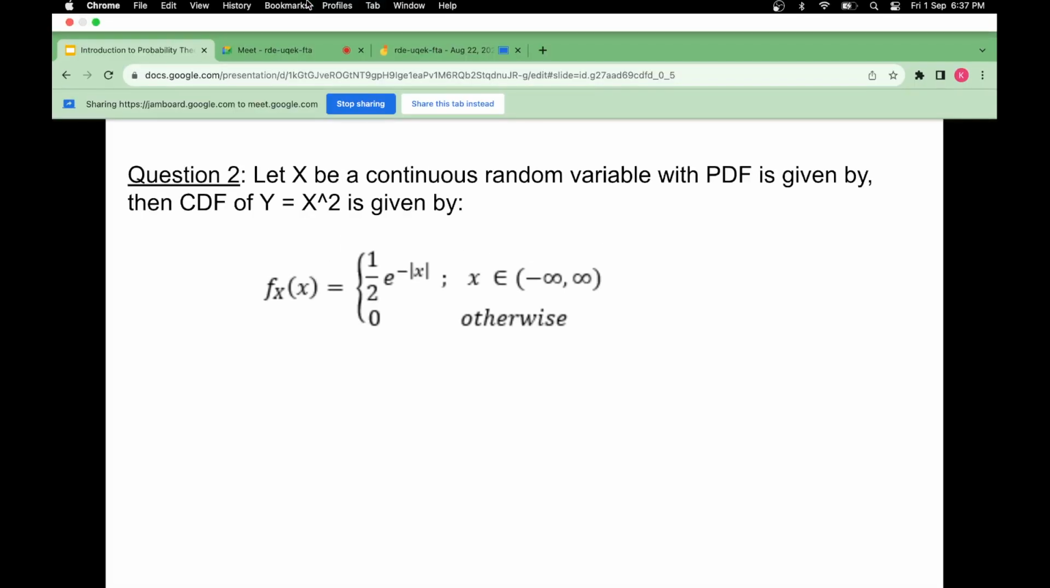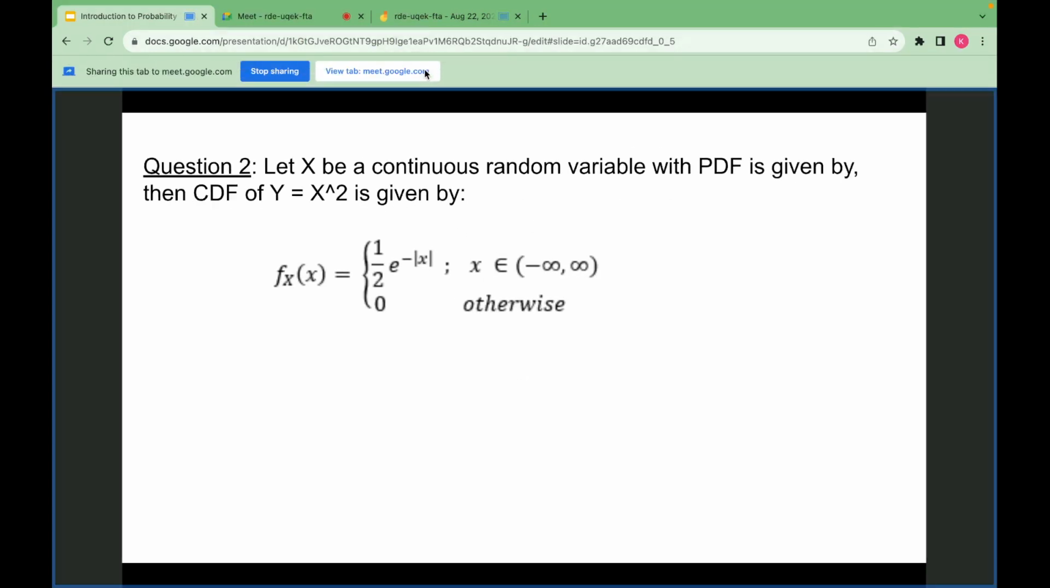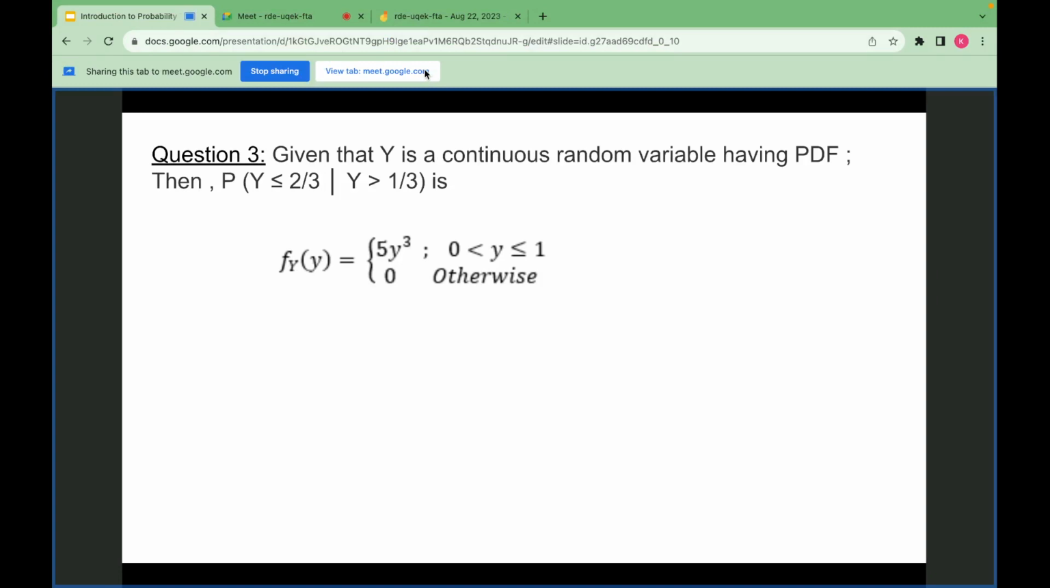So now moving to the next question. Here it is given that y is a continuous random variable with the PDF given in the expression. Now we need to find the conditional probability for y less than or equal to 2 by 3, given that y is greater than 1 by 3.